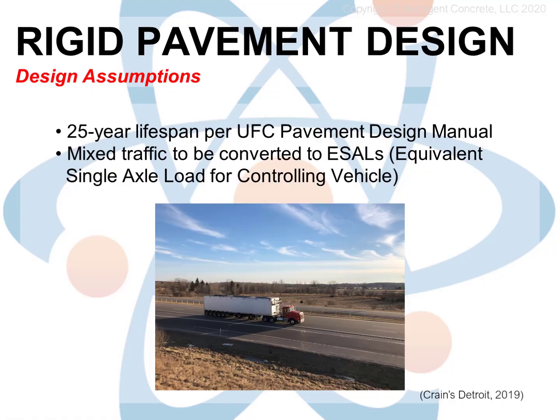Here are the assumptions made in our pavement design. According to the UFC manual, remember UFC is Unified Facilities Criteria Manual, we should design our pavement for a 25-year lifespan. This is a pretty standard specification. We will be converting our traffic for a variety of vehicles to what is known as an equivalent single axle load, commonly called ESAL, for a controlling vehicle. The controlling vehicle is that which will drive the design.